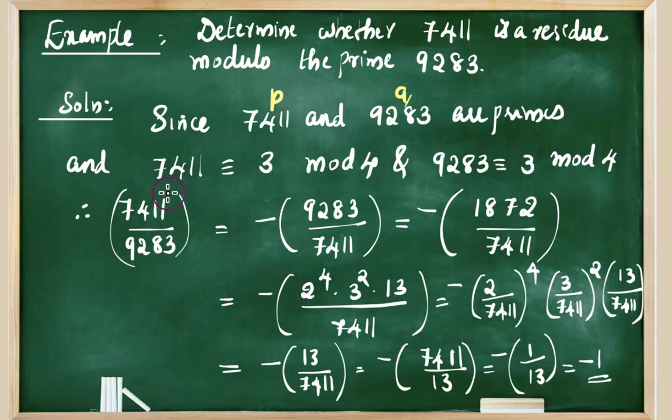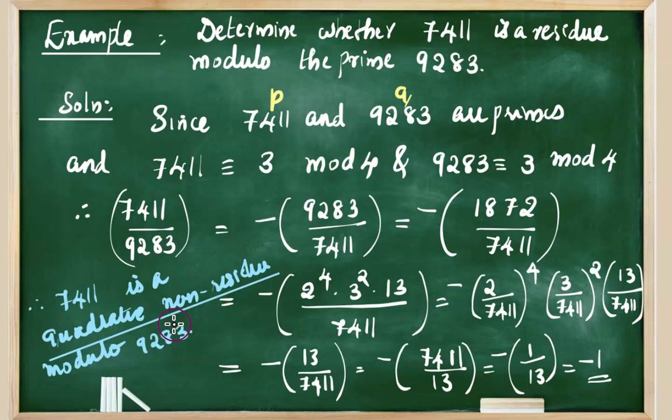This implies that this 7411 is a quadratic non-residue modulo 9283. Thus we have obtained that 7411 is a quadratic non-residue modulo the prime 9283 using quadratic reciprocity law and some properties of Legendre symbol.